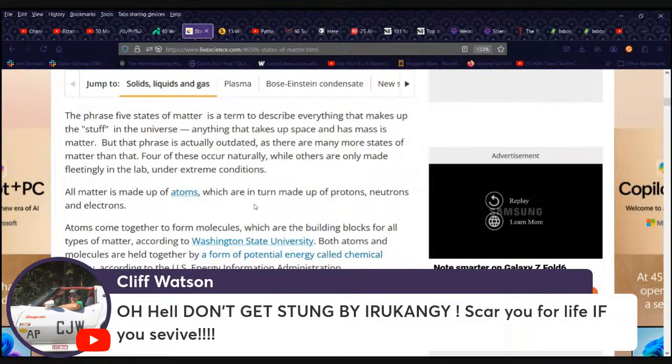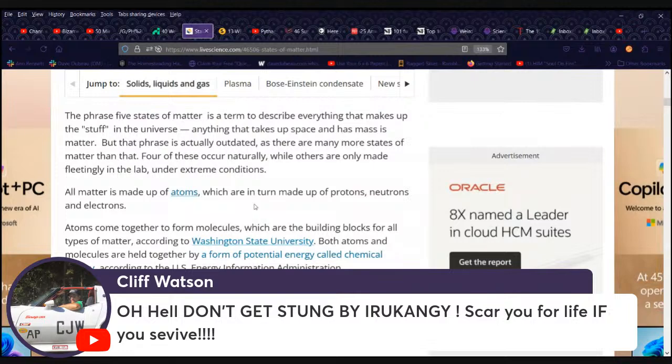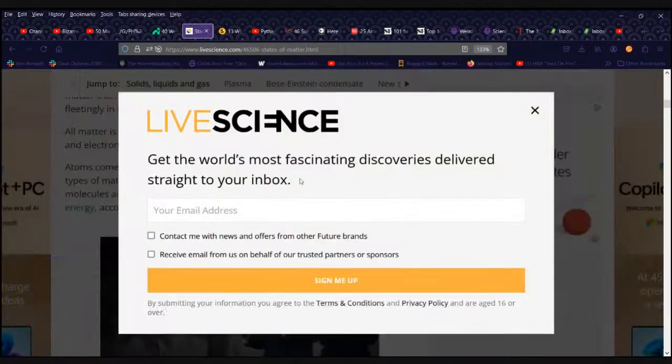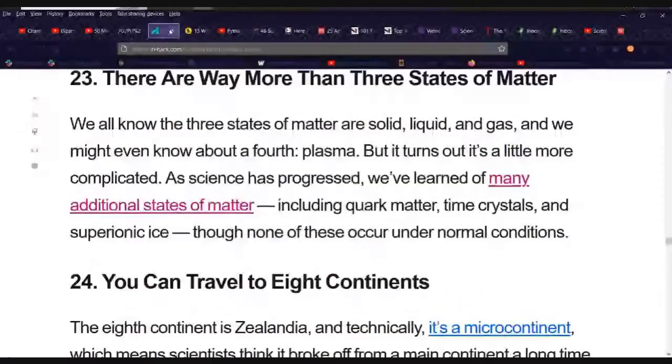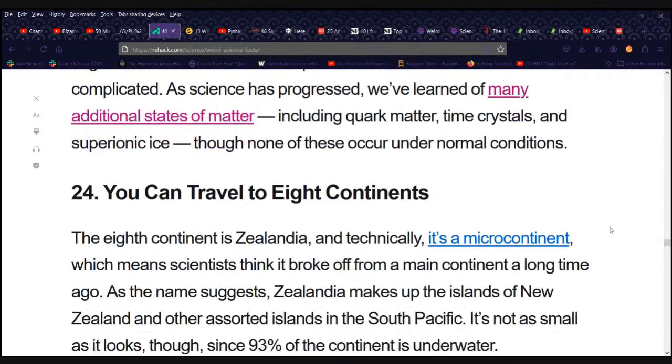Oh, Cliff. Oh, hell, don't get stung by your jellyfish. Scar you for life if you survive. That's the box jellyfish, I think. Okay, so you can die from that. They didn't really say that in there, but all right, let me go back to this one here, because most of these you'll see do have a link, and you can definitely check into more of those.